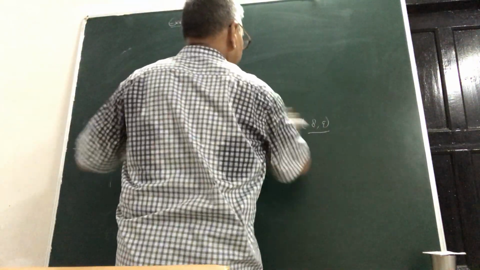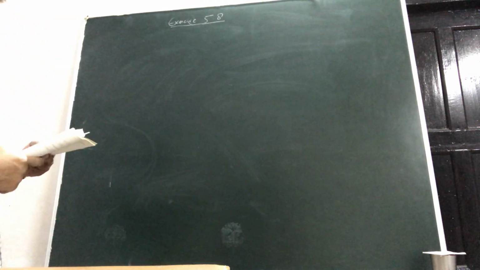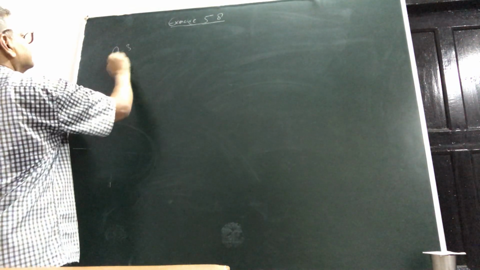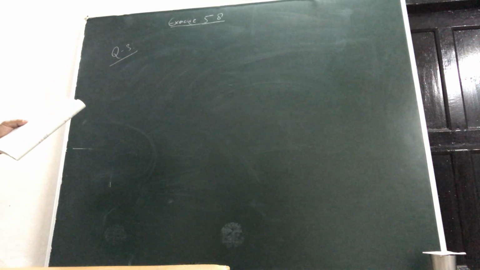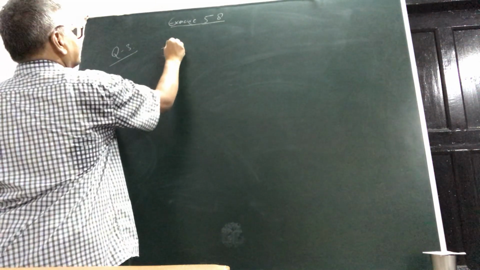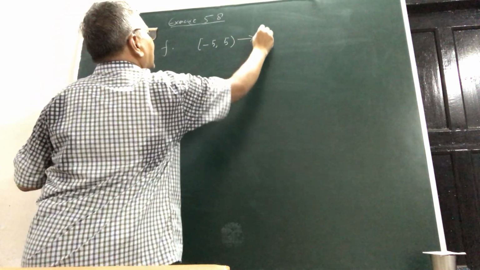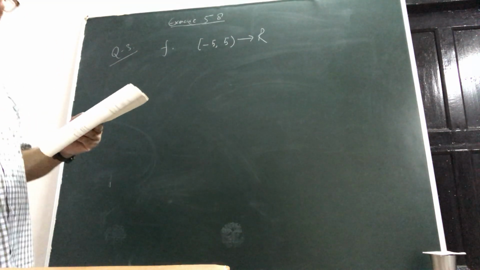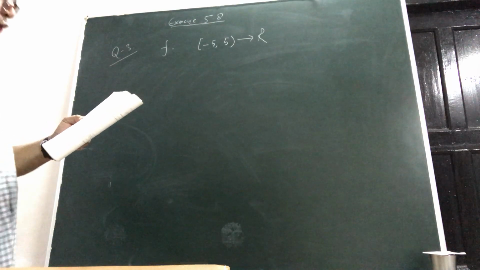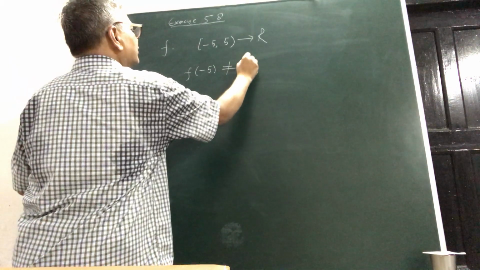Okay. Now let us see question number 3 here. They are simple questions provided you have understood the theory part. Let us see what it says. If f is a function from the closed interval minus 5 to 5 to R, and it is a differentiable function, and if f dash does not vanish anywhere, then prove that f of minus 5 is not equal to f of 5. Yes, it's a good question.